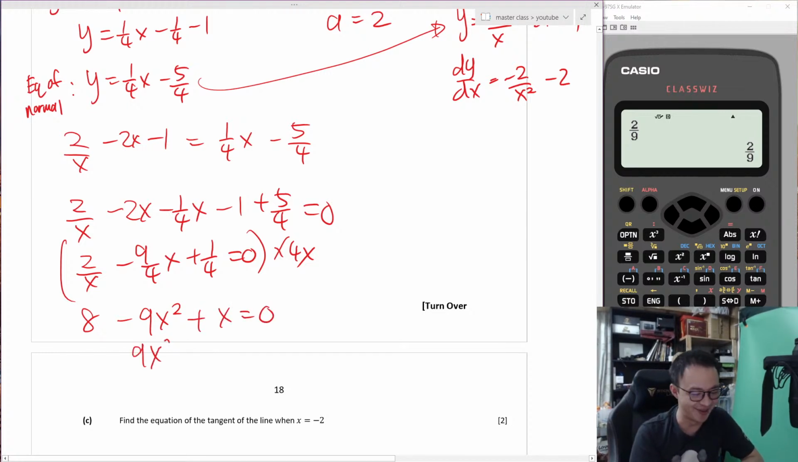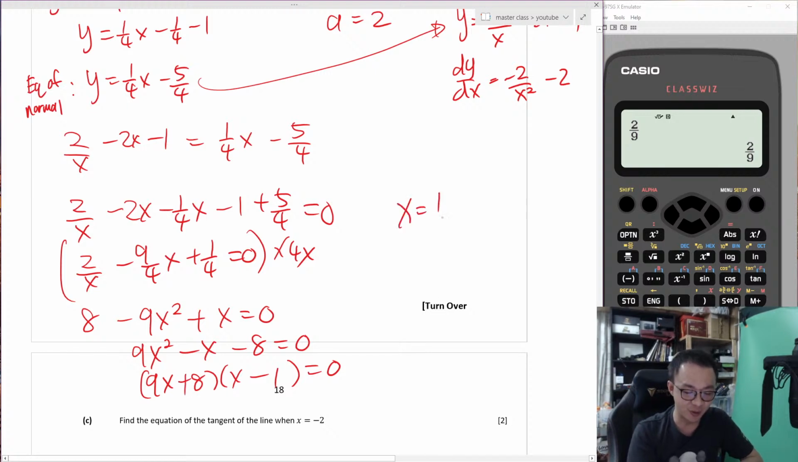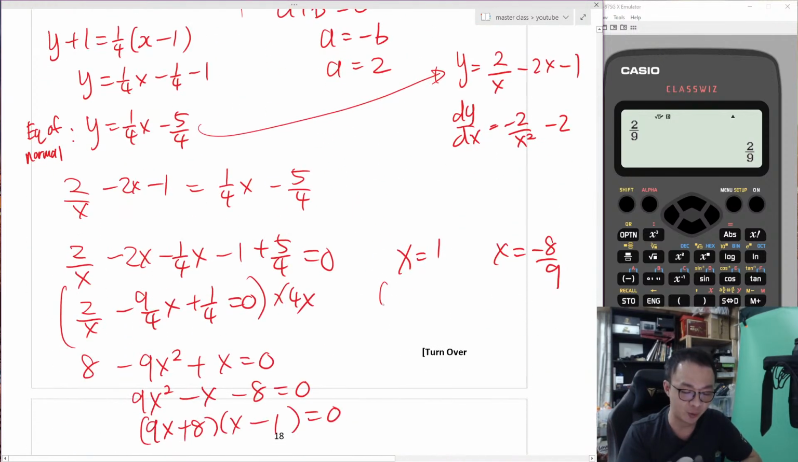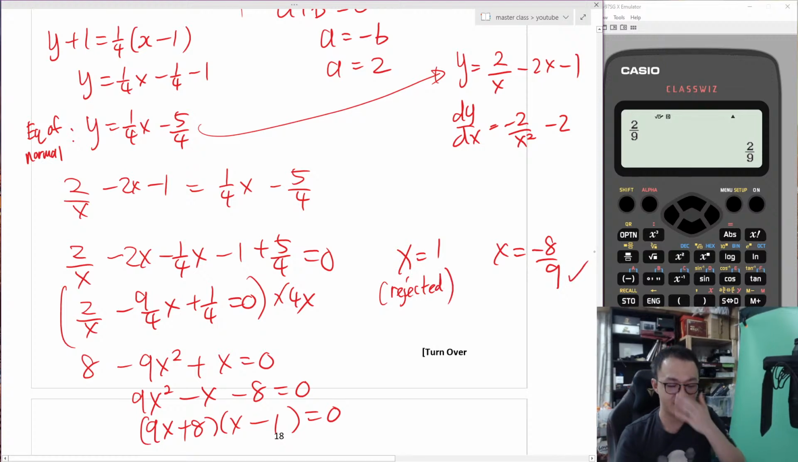I hope I didn't make a carry mistake. I had so many algebra here. So I factorize it. 9x and x, 8 and 1, minus and plus. Alright, then my x equals to 1, or my x equals to negative 8 over 9. I believe x equals to 1 is the coordinate Q, right? So therefore, this is coordinate Q. I don't want that. I want to find the coordinate P. So the coordinate P will be this one. I just need to find the y coordinate.